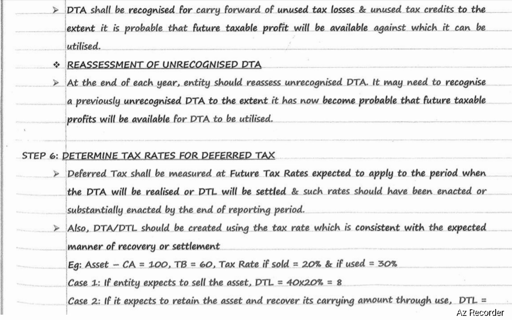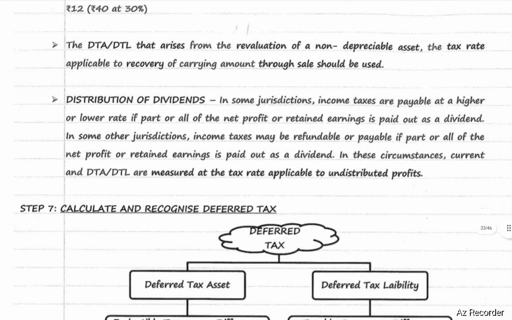Example: the asset's carrying amount is 100 and tax base is 60. Tax rate if sold will be 20%. If used, it is 30%. Case number 1. If the entity expects to sell the asset, DTL will be 100 minus 60, that is 40 into 20%, that is 8. Case number 2. If it expects to retain the asset and recover its carrying amount through use, DTL will be 100 minus 60, that is 40 into 30%, that is 12 rupees.